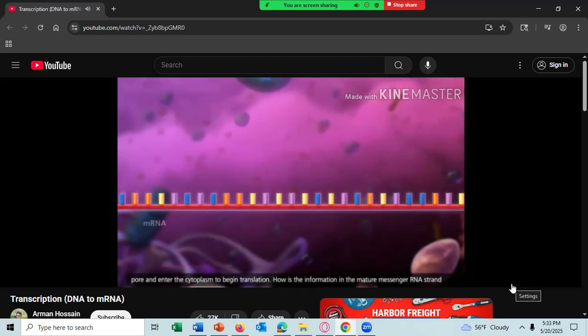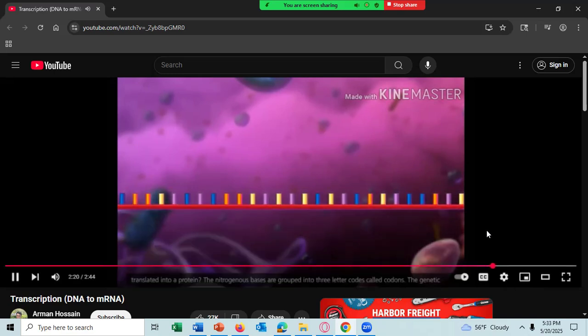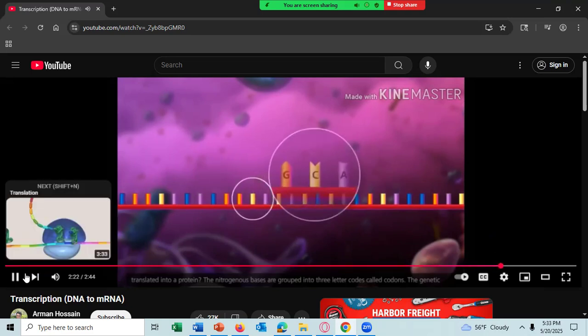How is the information in the mature messenger RNA strand translated into a protein? The nitrogenous bases are grouped into 3-letter codes.